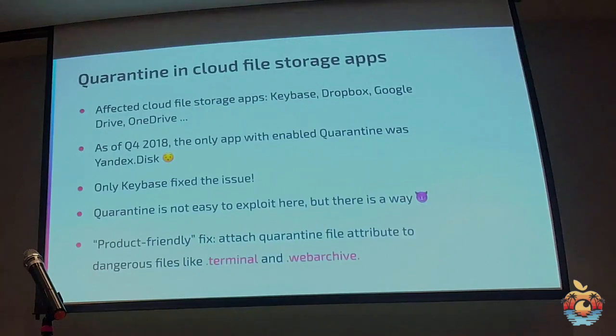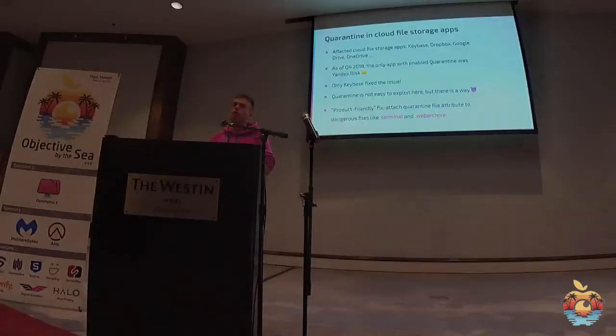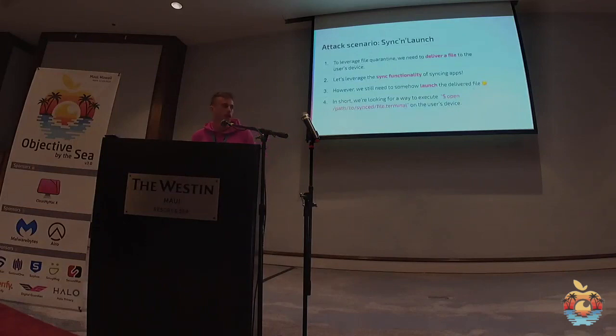Yeah, there is a way to exploit quarantine there, and there is a way for companies and developers to fix this bug easily just by applying a random quarantine attribute to most harmful known files. So I decided to create a generic attack scenario for most cloud file storage apps, and I decided to name it Sync and Launch. The idea is that to leverage file quarantine, we need to deliver a file to the user's device. Later, we can leverage the sync functionality of syncing apps and somehow launch the delivered file.